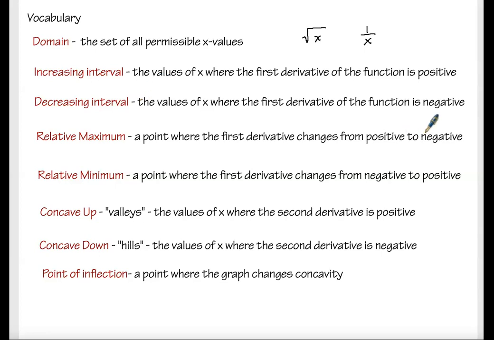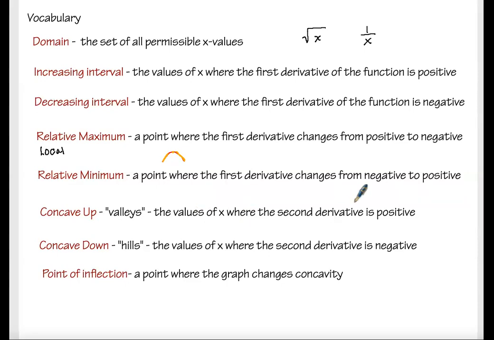And then we have the relative maximum. So the relative maximum, or also called the local maximum, is a point where the first derivative changes from positive to negative. So say, for example, we have a portion of the graph looking like this. So the slope right here is positive, and then the slope here is negative. So the first derivative changes from positive to negative. That point is the maximum point, relative maximum point, or the local maximum point.